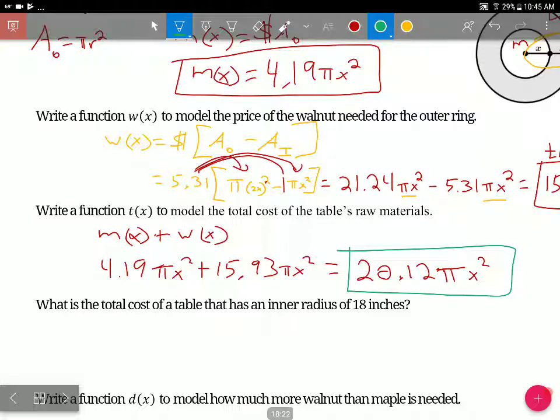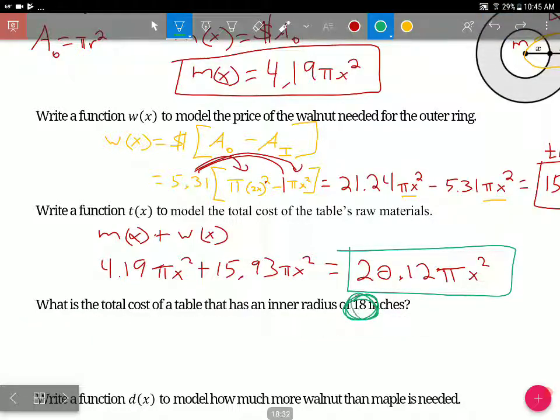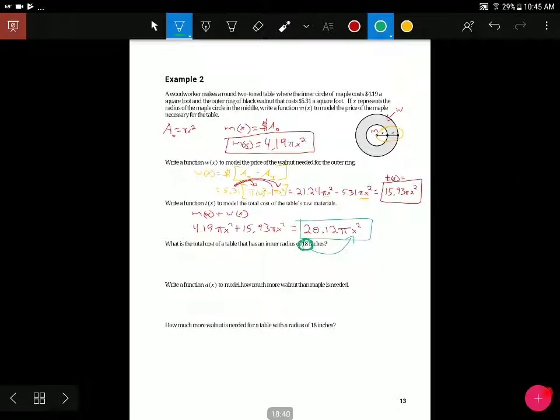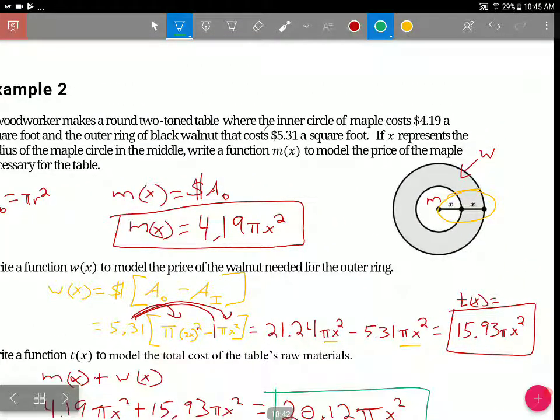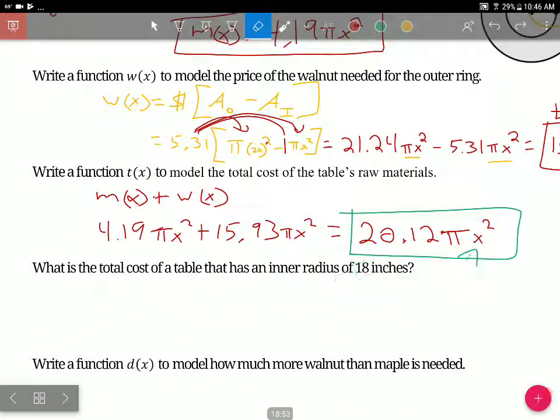Whatever. All right, last but not least, what is the total cost of a table that has an inner radius of 18 inches? Okay, so what are we going to do with that 18? Plug it into the X. Almost. The question I have here is your price. Your price is in square what? Square feet. So how many feet is 18 inches? 1.5. 18 inches is 1.5 feet. 12 inches in a foot, 18 is a foot and a half.